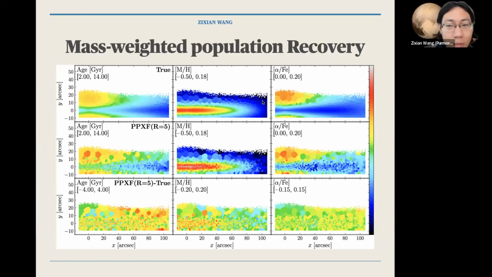Again, on the top row, I show the result from the true answer. And the second row, I show the result from PPXF. And the third row, I show the residuals.